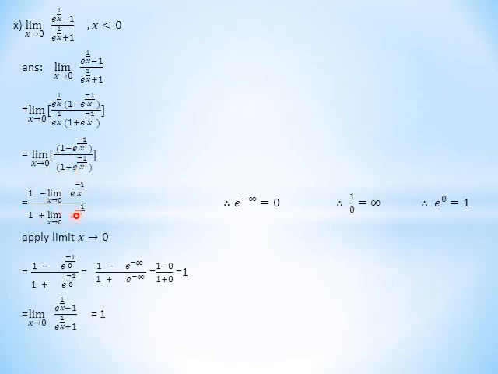Okay, now I am applying the limit. As x tends to 0, minus 1 upon 0 is minus infinity, and e raised to the power minus infinity is 0, so 1 minus 0 is remaining in the numerator, and 1 plus 0 is 1, so 1 upon 1 is equal to 1. So the whole answer of part 10 is 1, meaning the limit of (e^(1/x) - 1)/(e^(1/x) + 1) is equal to 1. This is the answer.